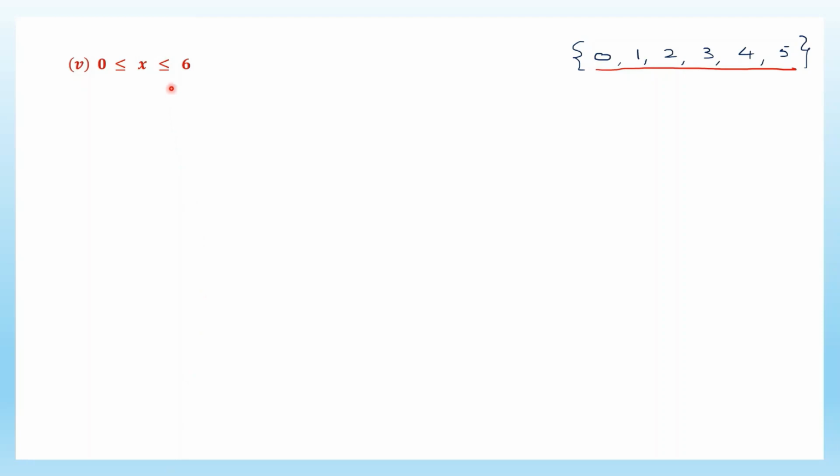And look at the other part. x is less than or equal to 6. Now we don't have 6 here. So it's less than 6. So we write all the numbers less than 6. So that is our solution set. Our solution set will have the values of x as 0, 1, 2, 3, 4 and 5. This is our solution set.